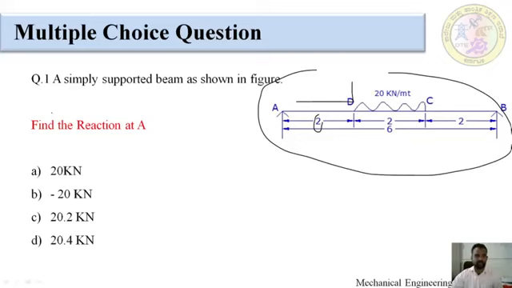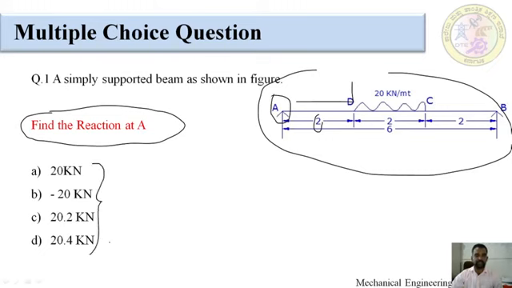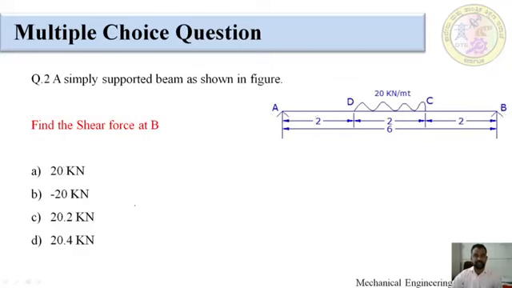First question: find the reaction at point A. These are 4 multiple choice questions. Do carefully, and among the 4 there is one correct answer. Next slide, the second question. Same problem, simply supported with the same values. We only need to calculate the shear force at section B. There are 4 answers, and one of them is correct.